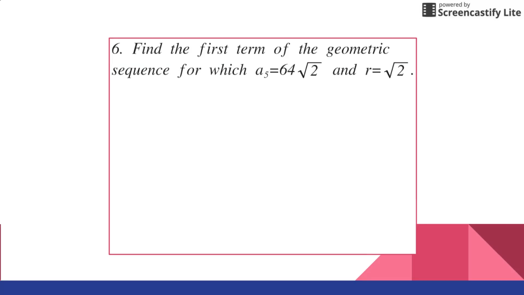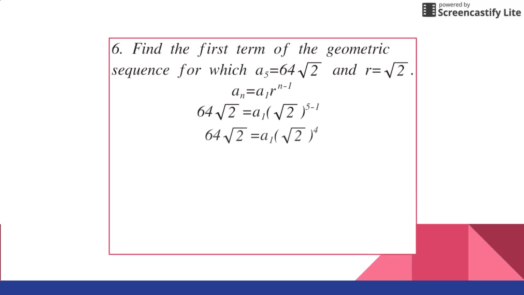So in this problem, we're going to be using the formula and then just plugging in values of a sub n, r, and n. So this is the formula. So a sub n is 64 radical 2. We don't know the first term. And then we have a common ratio of radical 2. And since we're dealing with a sub 5, n equals 5, so we can plug that in for n. 5 minus 1 is 4.